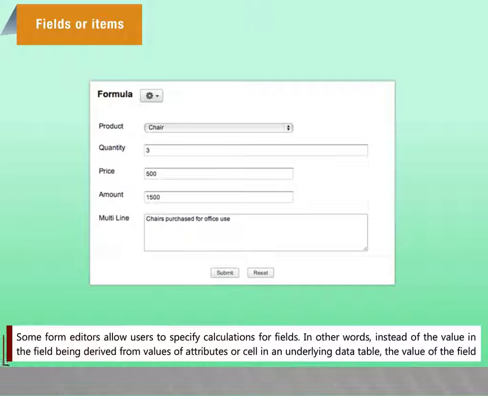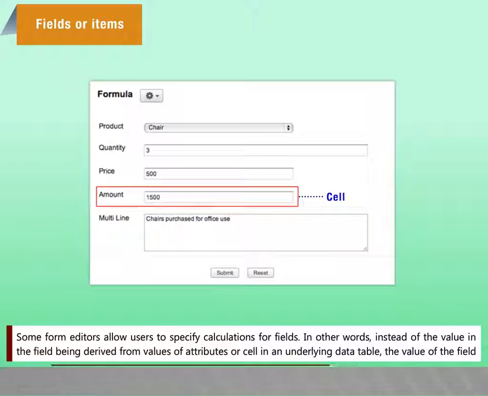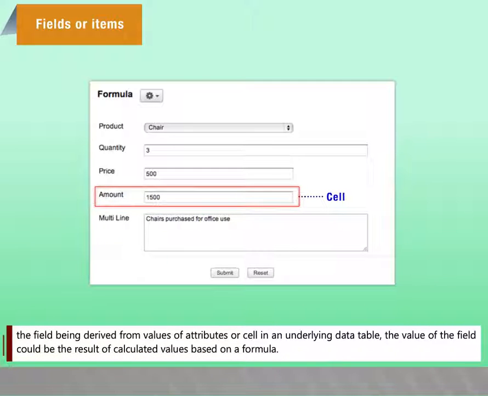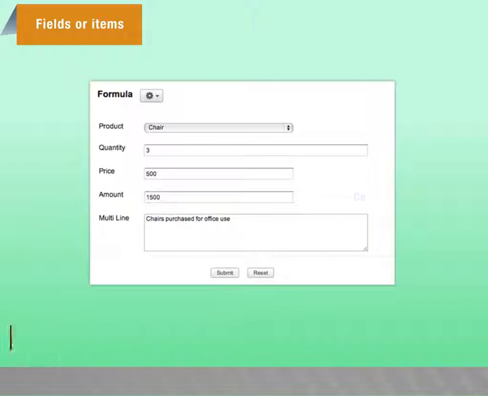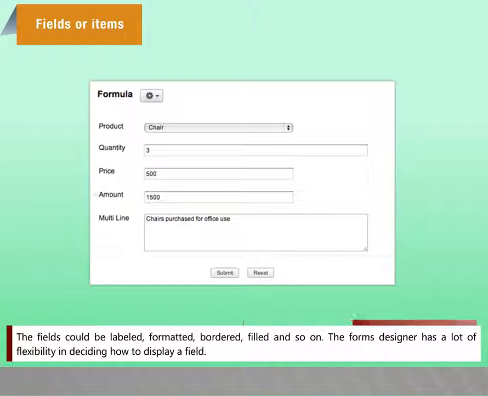Some form editors allow users to specify calculation for fields. In other words, instead of the value in the field being derived from values of attributes or cell in an underlying data table, the value of the field could be the result of calculated values based on a formula. The fields could be labeled, formatted, bordered, filled, and so on. The form's designer has a lot of flexibility in deciding how to display a field.